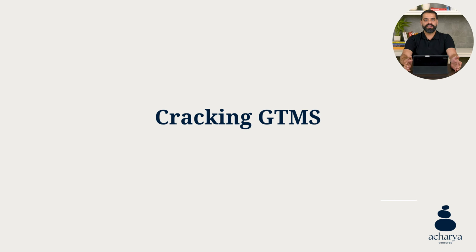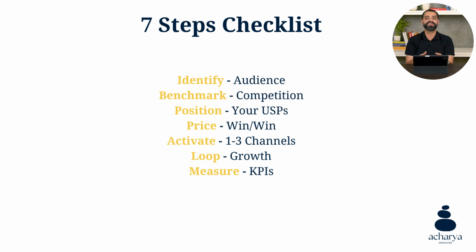Cracking GTMS basically needs you to have a 7-step clear framework. Now, the clearer you are on these aspects, the better it is going to be for you. Let's understand what these 7 steps are. First, you've got to identify your audience. Now, all of this is going to change based on the stage of the company, as we discussed earlier. So first step, you identify the audience for that particular stage of your company.